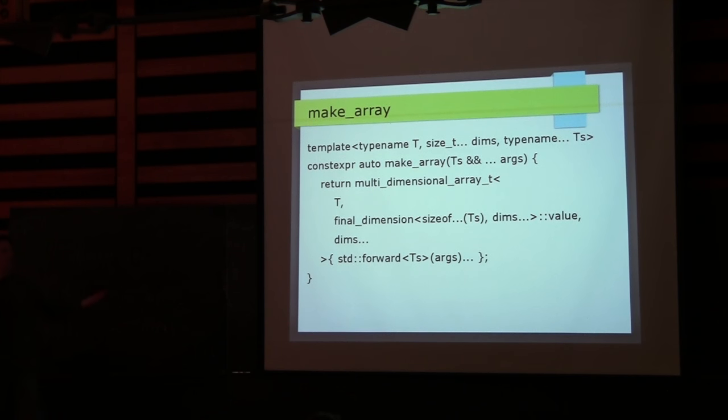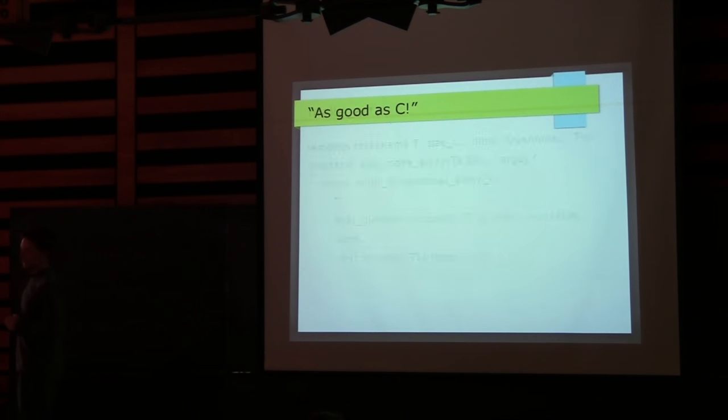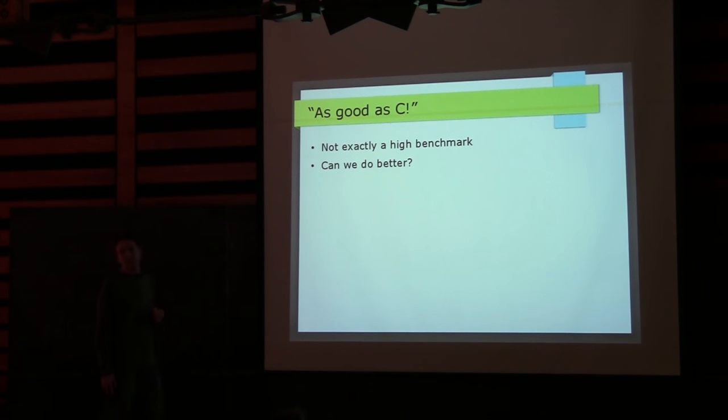So now, here's our make array. We're all happy. We can do single argument arrays with it, or single dimension arrays with it. We can do multi-dimensional arrays with it. We're just as good as C. Yeah, not exactly a high benchmark. Fortunately, we can do better.